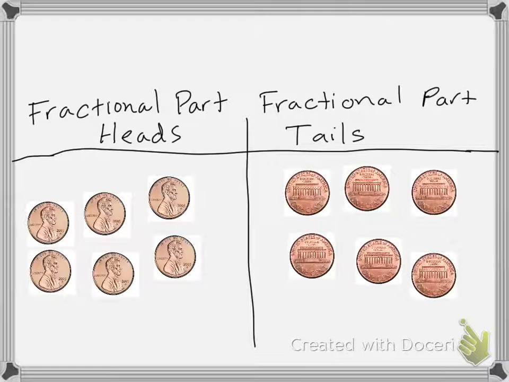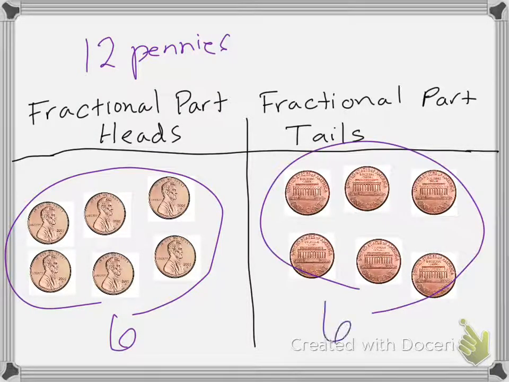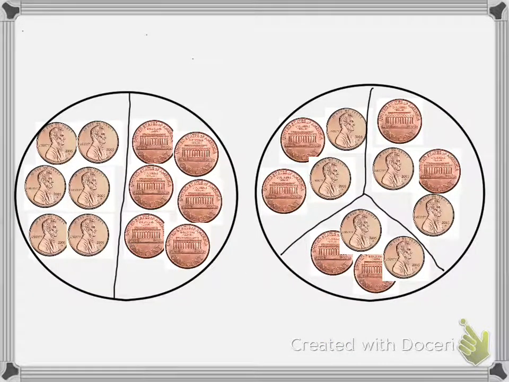Okay, so as you can see, I have sorted them, and I have a total of 12 pennies. And if I look, I have 6 that are heads up and 6 that are tails up. So since my paper is divided in half, I can say that 1/2 of 12 equals 6, because half of the total 12 pennies is 6 of them.